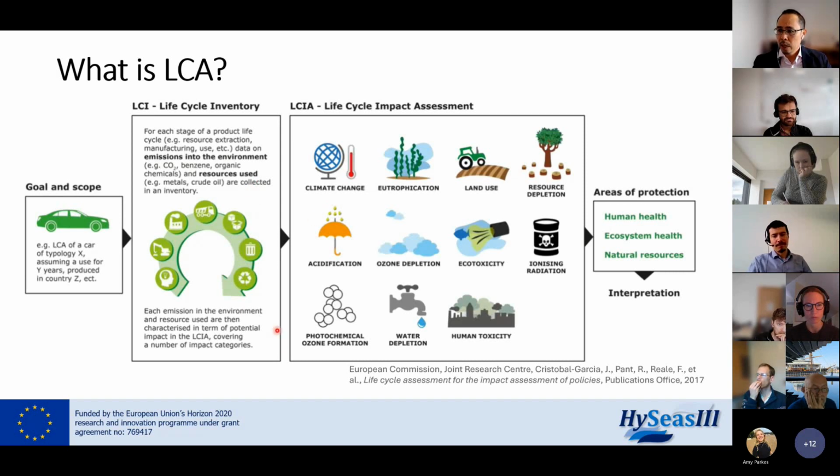And then you go to the life cycle impact assessment, where you look at the impact according to a number of different categories. Climate change is the one that a lot of us are probably most focused on at the moment. You've got eutrophication, land use change, resource depletion, acidification, ozone depletion, ecotoxicity, ionizing radiation, and so on, human toxicity as well. There are other categories too, and this is just a snapshot of what we mean by impacts in specific areas, and this helps you to quantify impacts by separating them into categories.